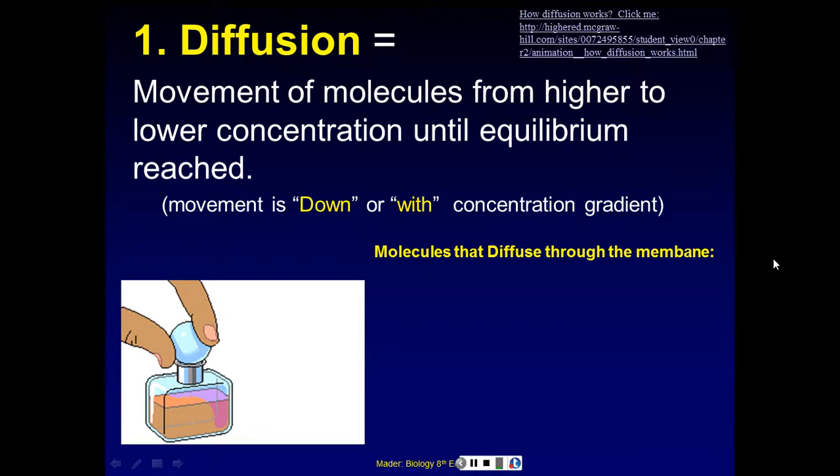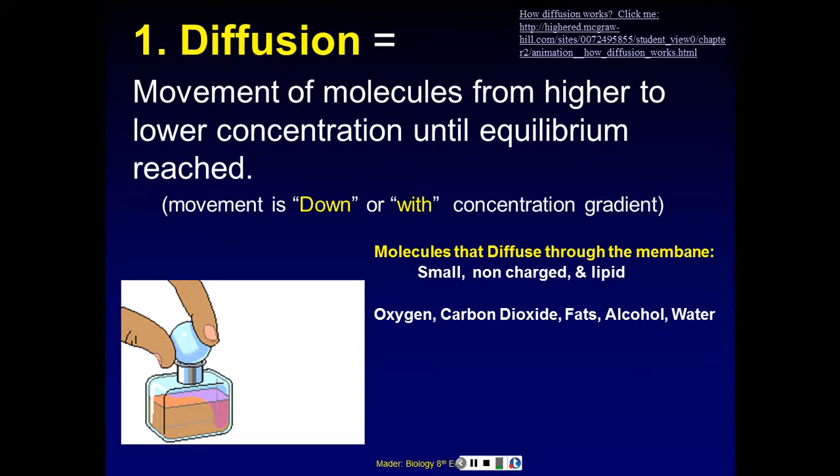Molecules that can diffuse through the membrane are small, non-charged, and lipid. Examples of those would be oxygen, carbon dioxide, fats, alcohol, and water.